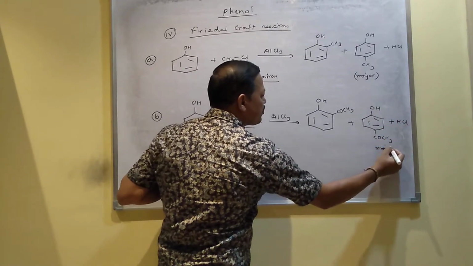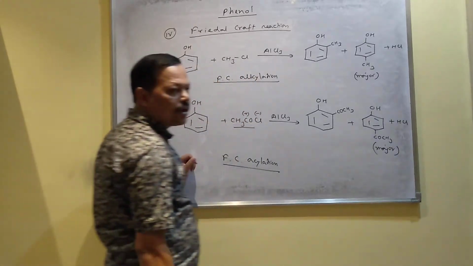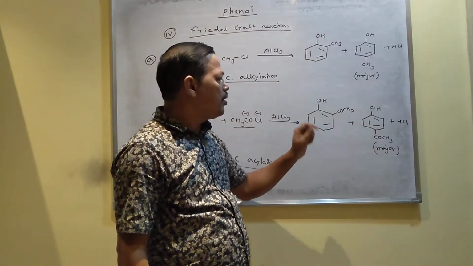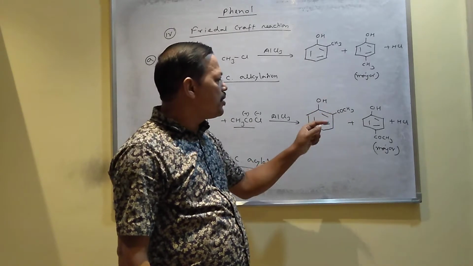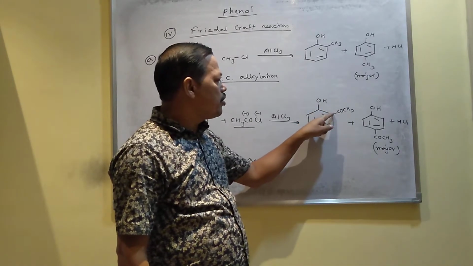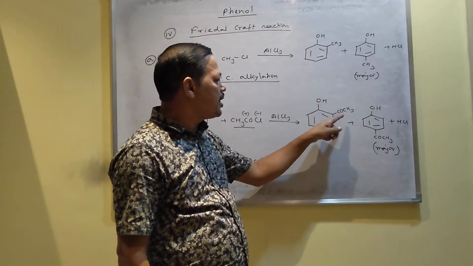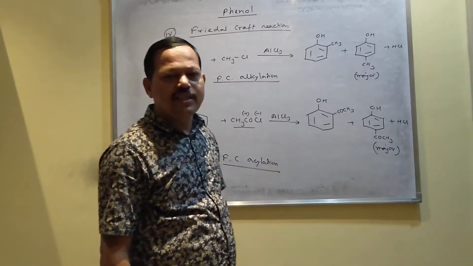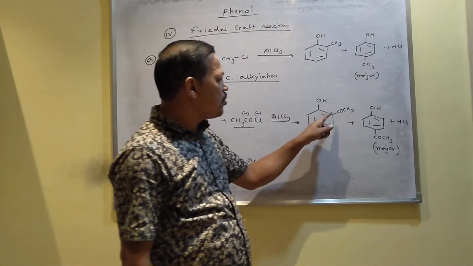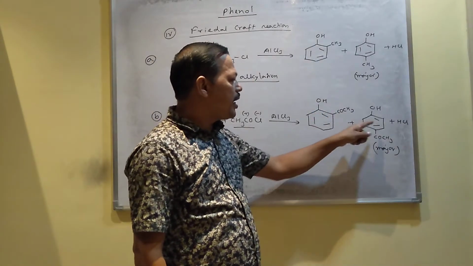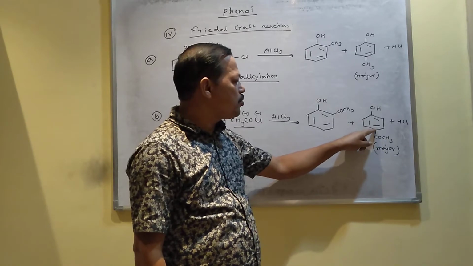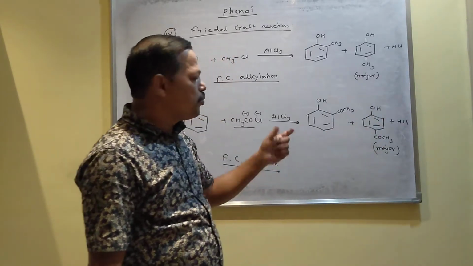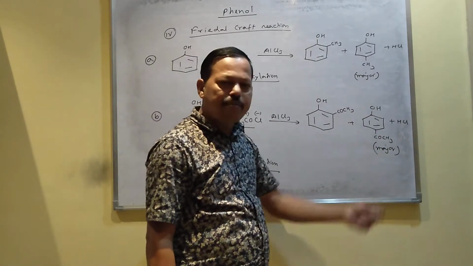Here also para is the major product, and since CO group is present, it belongs to ketone compound, and the name of this compound is 1, 2. This will be 1, this will be 2, 2-hydroxyacetophenone. When benzene contains this group, the compound is called acetophenone, and that's why this is called 2-hydroxyacetophenone, and this is called 4-hydroxy because 1, 2, 3, 4, 4-hydroxyacetophenone. So both the products you will get, but para is the major product.